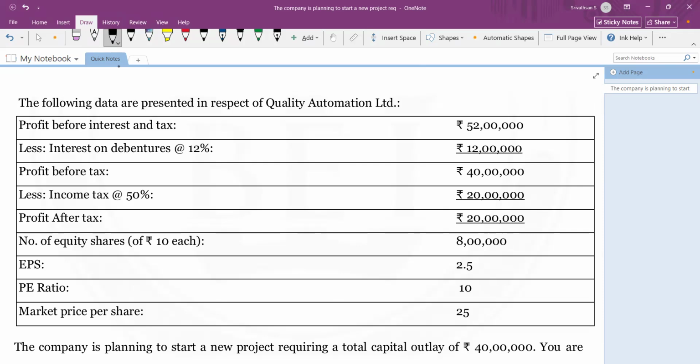The tax rate of the company is 50%. So when we apply this 50% on 40 lakh, we get 20 lakhs. So that is the tax expense. So 40 lakh minus 20 lakh, we get the remaining 20 lakh as profit after tax.